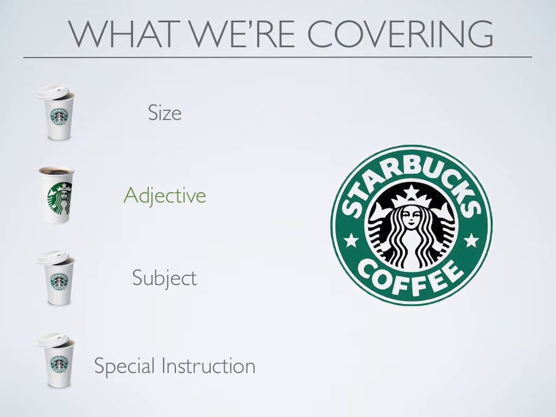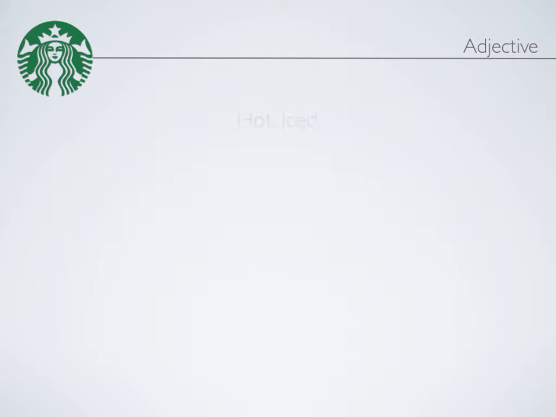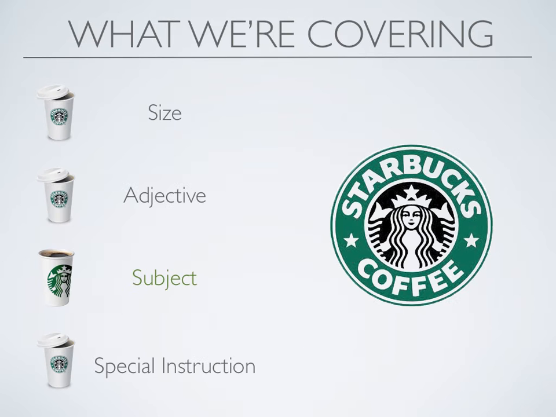Now, the adjective. The adjective is obviously a describing word of your subject. So examples might include hot or iced. You might order it low fat, or you might order it decaf, and then you can also order it with caramel. Now make sure and say caramel because a low maintenance person would say caramel, and they don't go to Starbucks. So make sure and say caramel. Now what's also interesting about caramel is it can be an adjective or it can be a special instruction, depending on where you want it to go in your drink. So we'll talk about that a little bit more when we get to special instructions. But first, let's go into the subject.